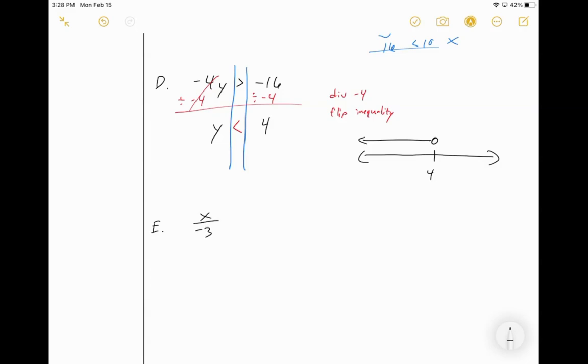X over negative 3 is less than or equal to 4. And when you look at these, you should be able to tell if you're going to have to flip or not, even before you do it. You should be able to see, okay, what step am I going to do? And will that be a step where I need to flip? Okay, so I see that negative 3 over on the left side with the X. So I'm thinking, you know what? I know I'm going to have to do something with that negative 3. That means I'm probably going to have to flip it.